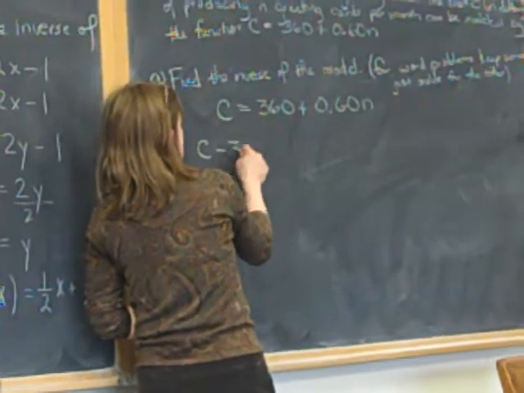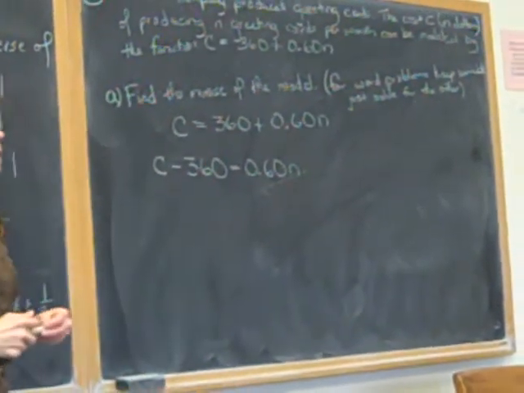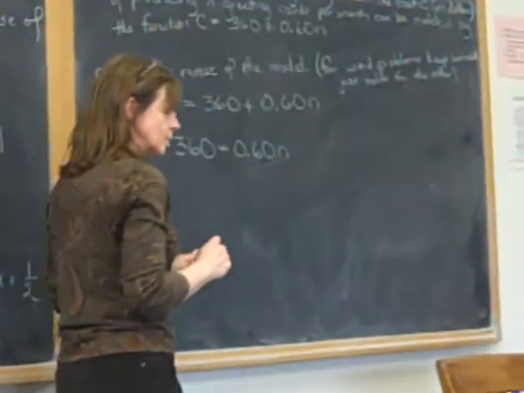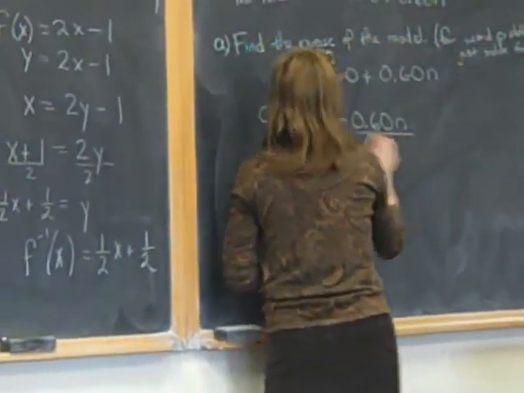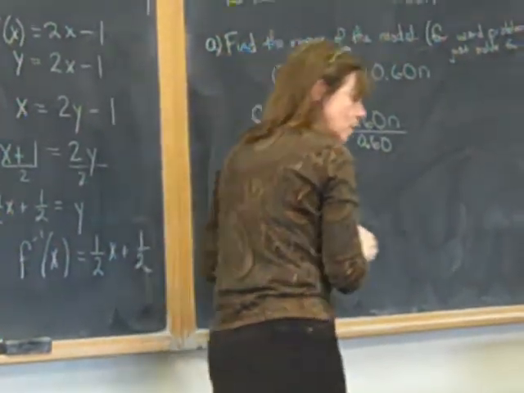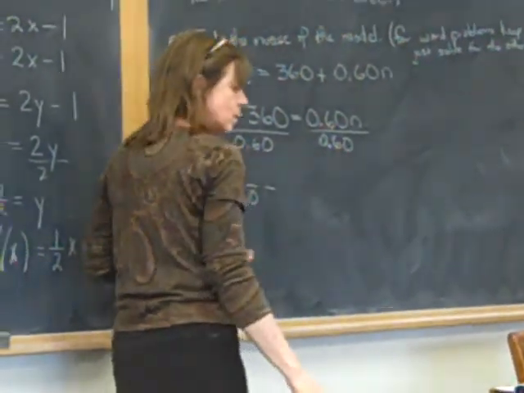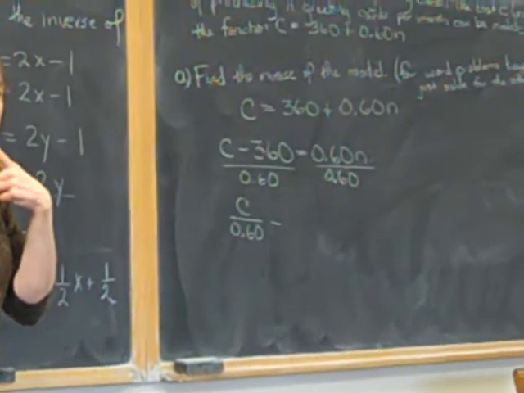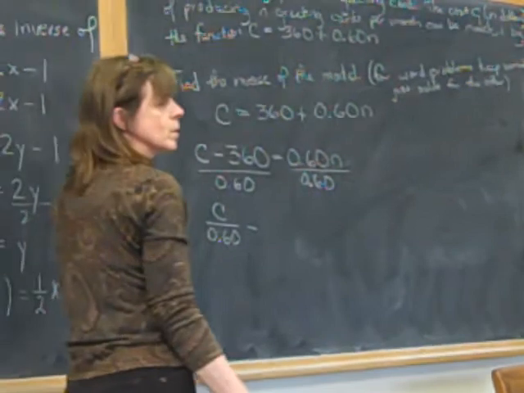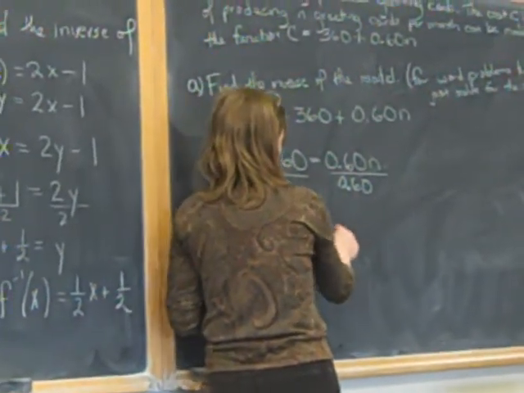So make it C minus 360 equals 0.60n. Then what? Divide by 0.60. So we are going to have that C divided by 0.60 minus, what do we get if we take 360 and divide it by 0.6? What are we going to get? 600. So C divided by 0.60 minus 600 is equal to n, would be our inverse function.